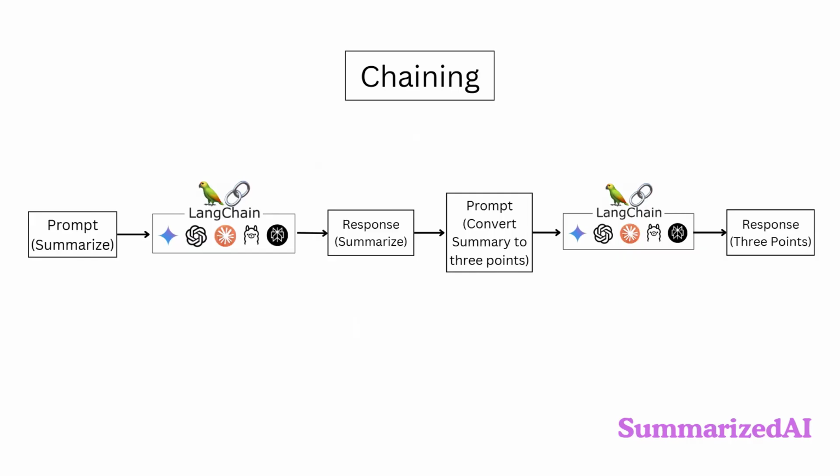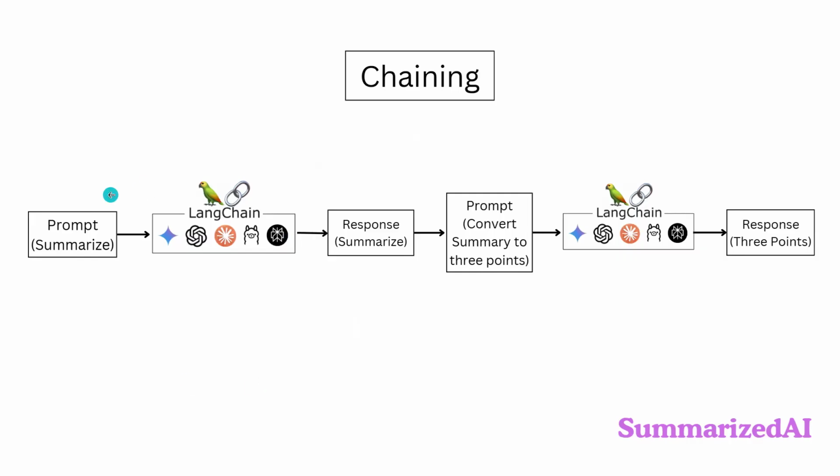Now think of it like this. Imagine you're baking a cake. Step one is to gather ingredients. Step two is to mix them. Step three is to bake. Step four is to decorate. Each step depends on the output of the previous one. That's exactly what LangChain's chaining does, but with text, data, or reasoning steps instead of cake batter.